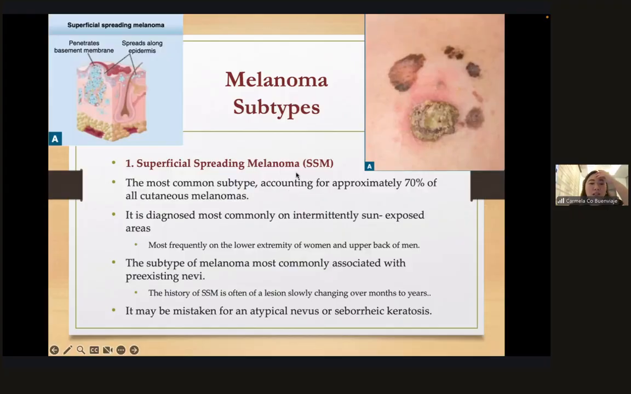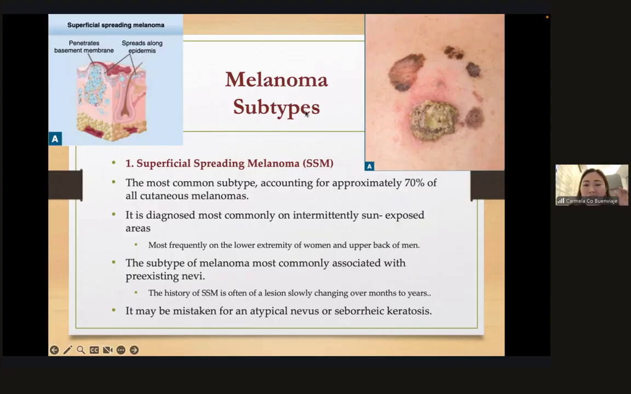Okay, so these are the subtypes. First would be the superficial spreading melanoma. This is the most common subtype, accounting for approximately 70% of all cutaneous melanomas. It is diagnosed most commonly on intermittently sun-exposed areas, most frequently on the lower extremity of women and upper back of men. This is the subtype of melanoma most commonly associated with a pre-existing nevus. The history of superficial spreading melanoma is often of a lesion slowly changing over months to years.